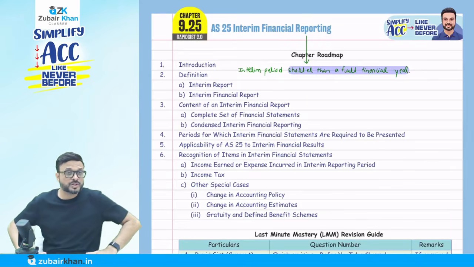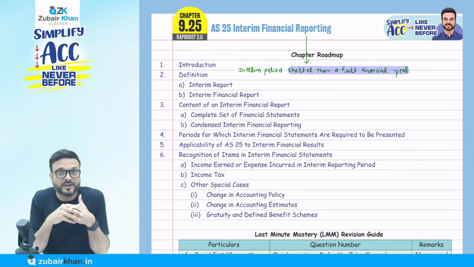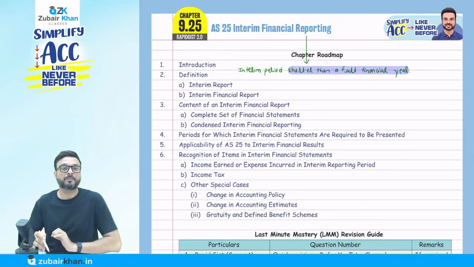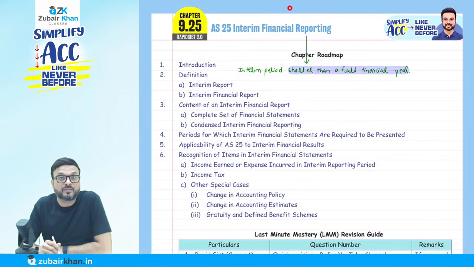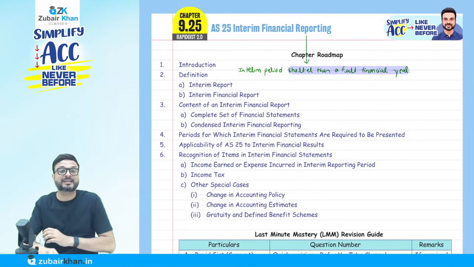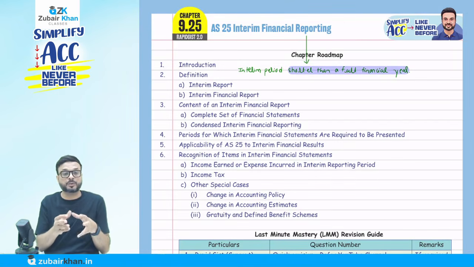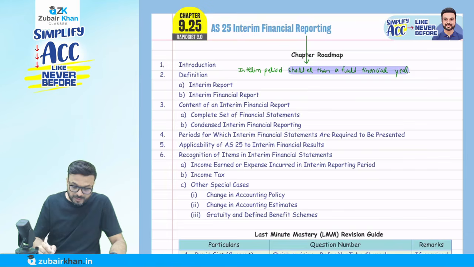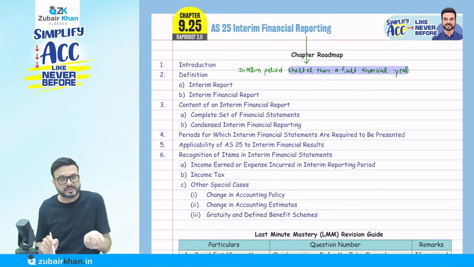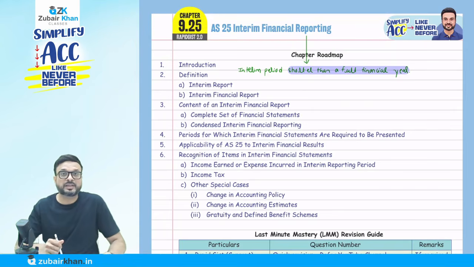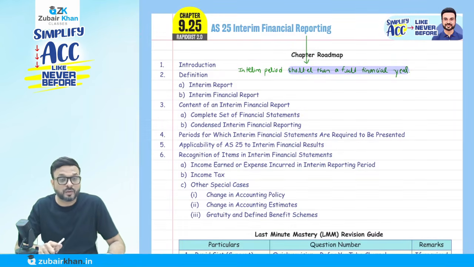Today we are going to do the revision of Accounting Standard 25, that is interim financial reporting. First of all, what do you mean by interim financial reporting? They didn't say that interim financial reporting is for 3 months, 6 months, 9 months. No, they say interim period means a period shorter than a full financial year. So it may be quarterly, 6 monthly, or 9 monthly.